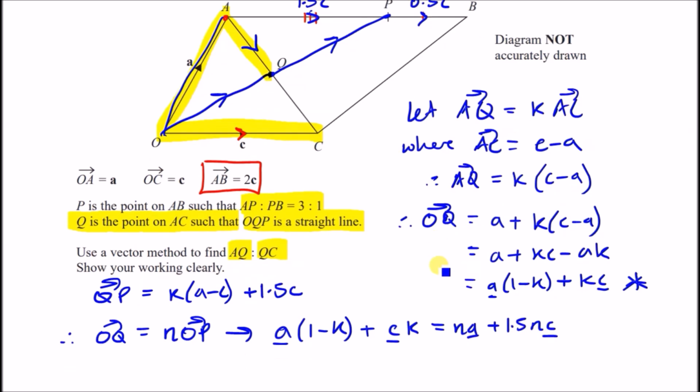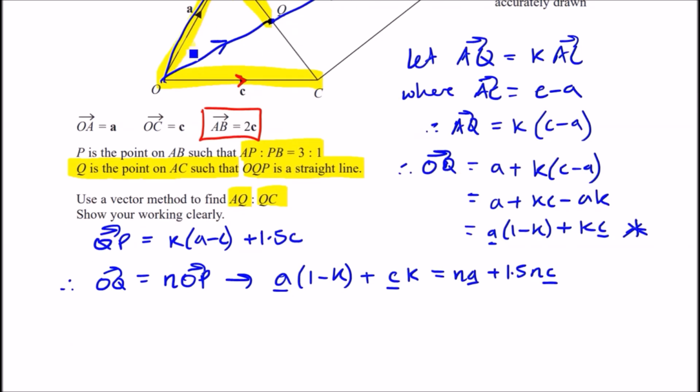So this is where vectors get a bit more interesting. So you see what we have here. We have basically two unknowns and a relationship. We can say now, in terms of vector A, looking at vector A on both sides, we have 1 minus k on the left and it must equal n on the right. Looking at vector C, we got k on the left and it must equal 1.5n.